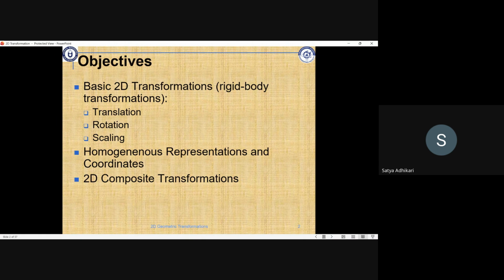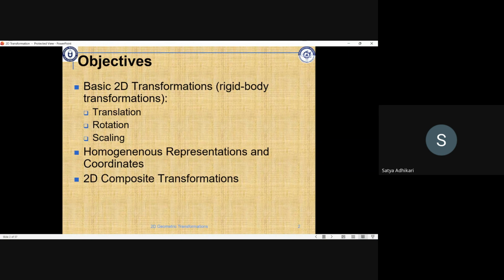So there are basic 2D transformations: translation, rotation, and scaling. These are the basic ones, and the homogeneous representation of coordinates we'll discuss in the objective. The objective of this transformation is that we will have an idea what is translation, what is rotation, what is scaling, and what is homogeneous representation of coordinates. We know that there are two coordinates, x and y, Cartesian coordinates. But we will have an idea about homogeneous representation.